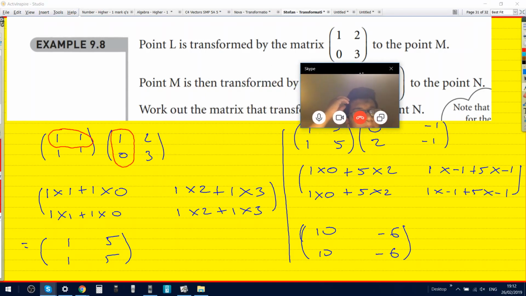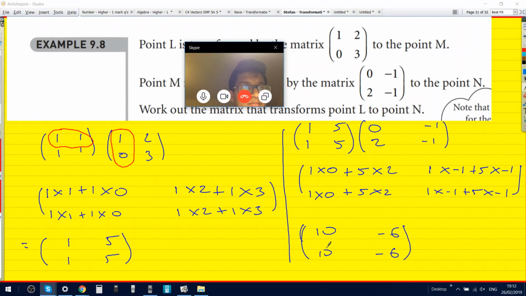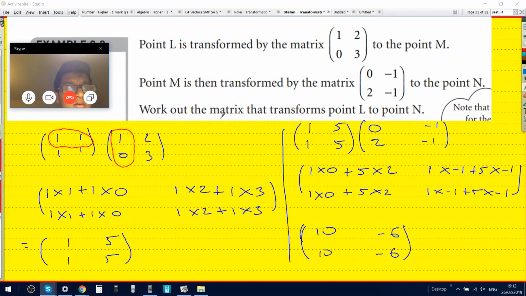Okay, so if we started from 1, 1, 1, 1, and it became 10, minus 6, 10, minus 6, what transformation has happened now? Work out the matrix that transforms the point L to N. Okay, so would we have to minus 1 from each of the things here? Why would you minus? Because... 10, minus 6, 10, minus 6.